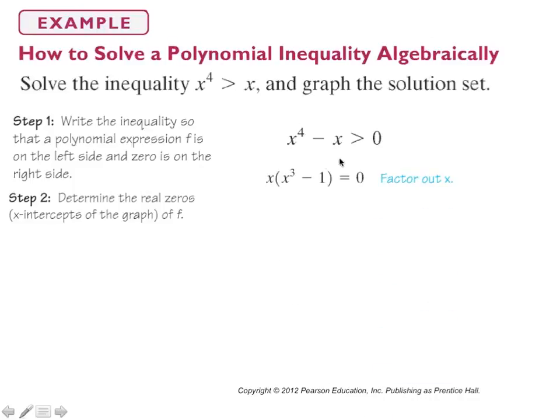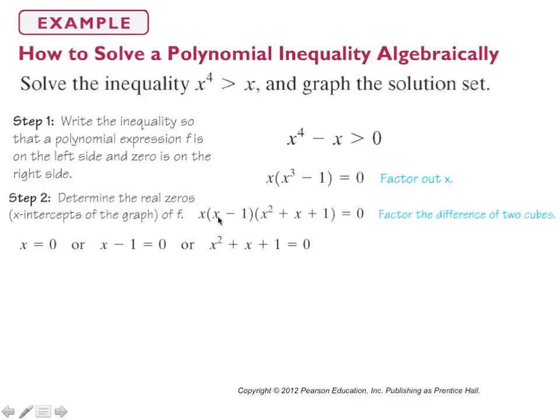And in this case, it's a common factor problem, so we can take an x out of both of those things. So we have x times x cubed minus 1. Now, if you remember, this is actually the difference of two cubes, and that factors like this. So we really have x times x minus 1 times x squared plus x plus 1.